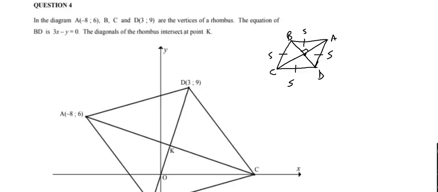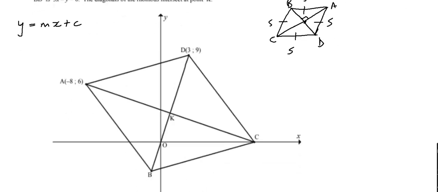Just keep that in mind. Now they say the equation of BD is 3x minus y equals 0. We are usually given equations as y equals mx plus c, so it's our task to change this equation to look like that. The diagonals of the rhombus intersect at point K. So point K is the midpoint of DB and also the midpoint of AC. According to the properties of a rhombus, this is 90 degrees. They are perpendicular to each other.